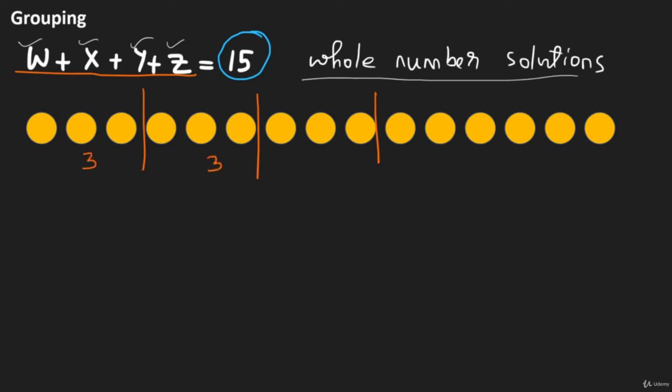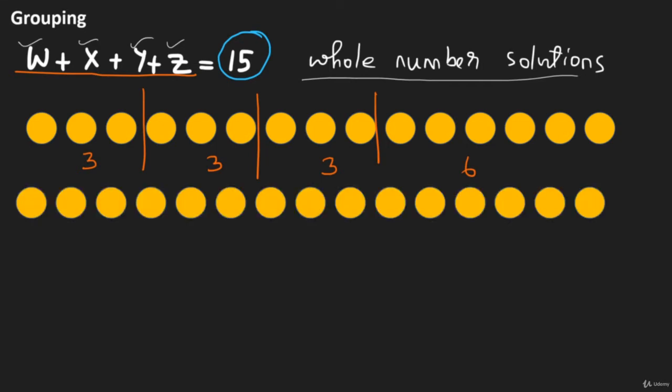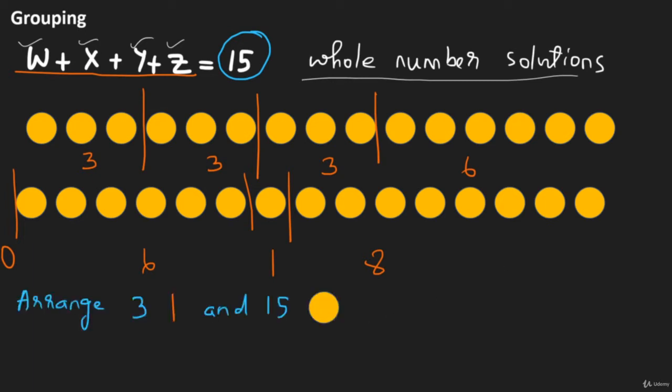Over here you have 3, you have 3 over here, and 6. Let me take another example. Over here again I redraw the 15 dots and I draw 3 lines like this. Now, over here the 15 items are divided into 4 sets as 0 over here, 6 over here, 1 over here and 8 over here. This also adds up to 15. Therefore, we just need to find the ways in which we can arrange 3 lines and 15 dots to find the number of whole number solutions of w plus x plus y plus z is equal to 15, right?